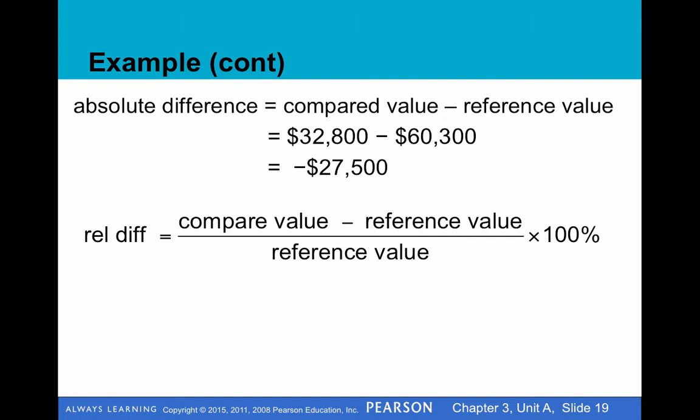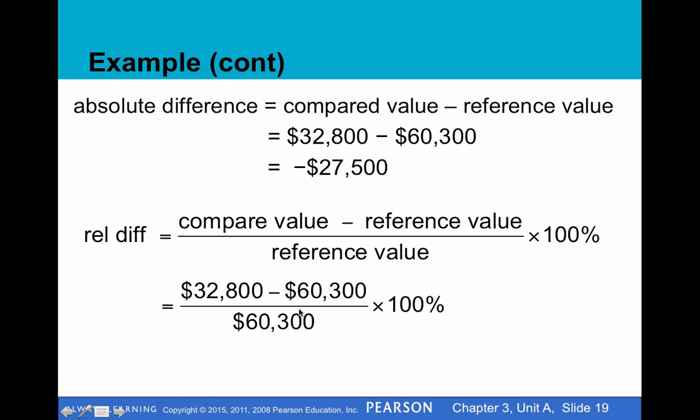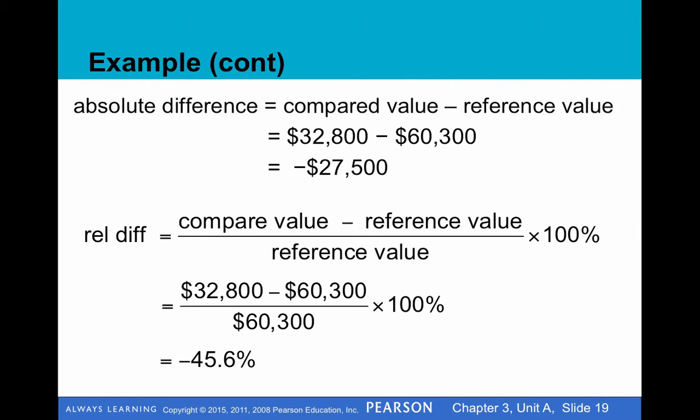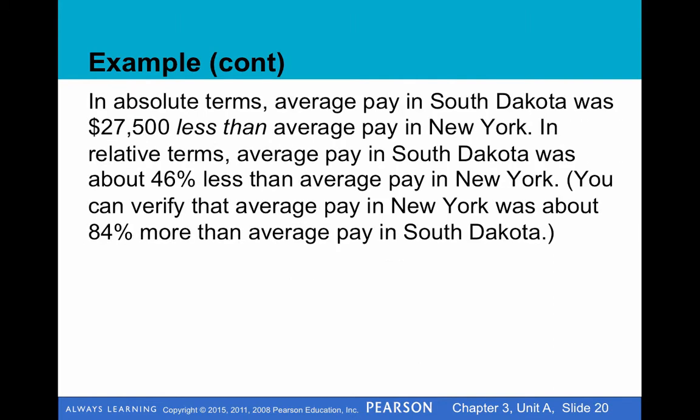And then if we follow our formula here, that negative 27,500 would go in the numerator, and the denominator is your New York, because that's what we're comparing to. That's our reference value. And we'll get a negative 45.6%. So in other words, South Dakota's average pay is 45.6% less, that's what the negative tells us, than New York. Okay, so we know that they make 27,500 less than New York, but as a percentage, it's about 46% if we round to the nearest percent.